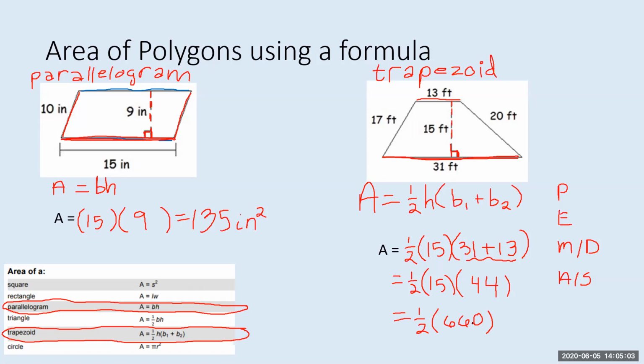So if you ask yourself, what's 1/2 of 660? Well, it is 330. Another way you can calculate that is by dividing by 2. So if you do 660 divided by 2, that'll give you the same answer as multiplying by a half. So our final answer here, after we do all that multiplication and addition, is 330 square feet for the area. 330 square feet.